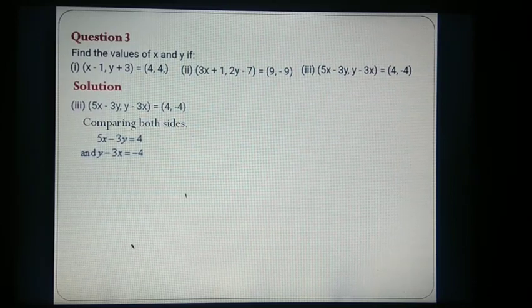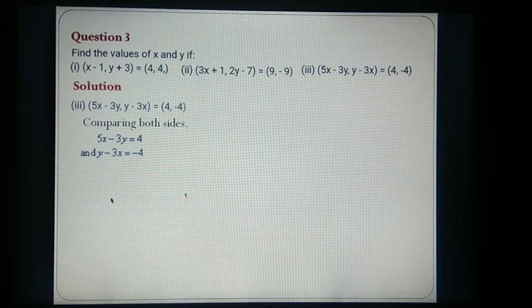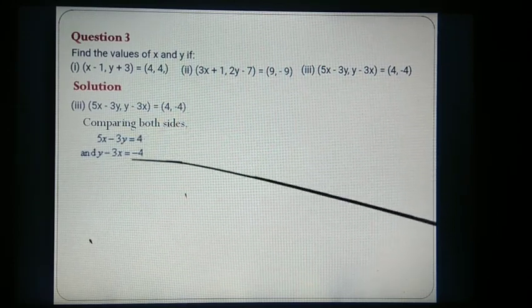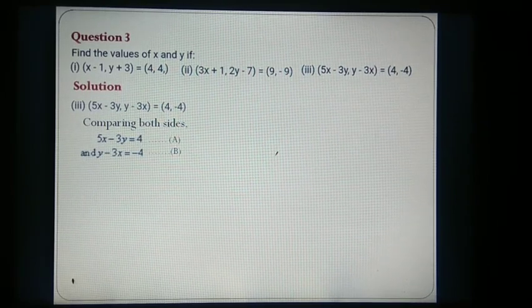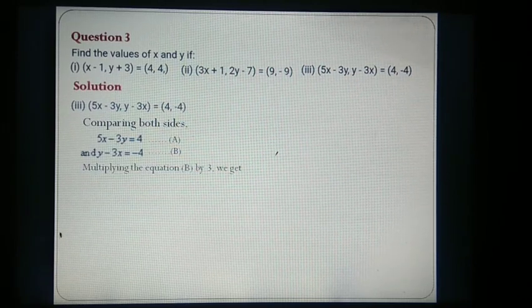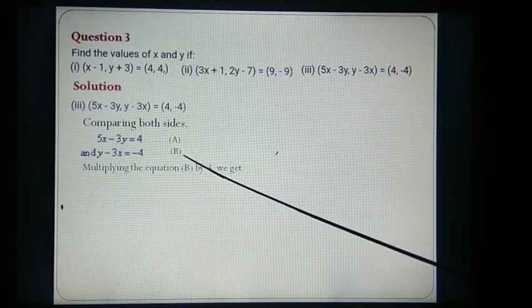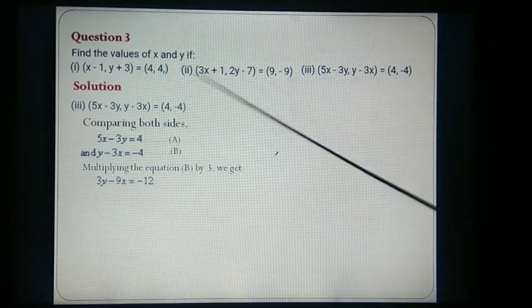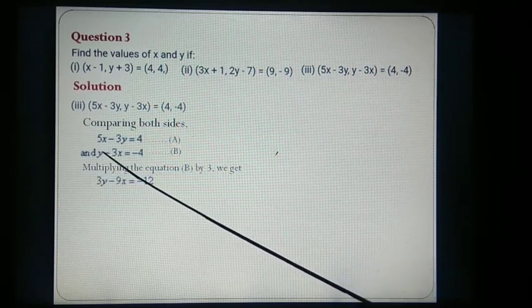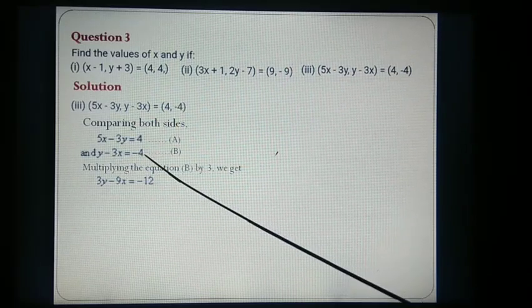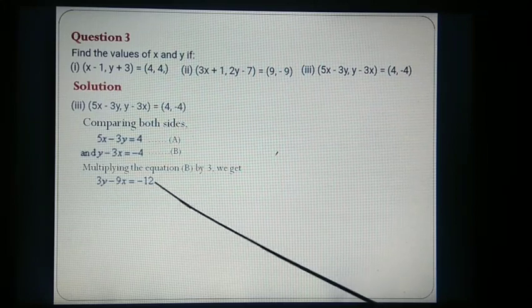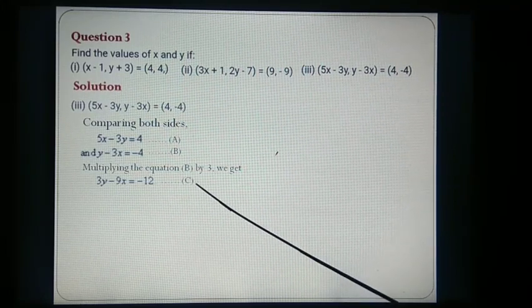Whenever we get this kind of situation, what we generally do is we name the equations. So we'll name this equation as A, and we'll name this equation as B. Now what we are going to do is multiply equation B by 3. After multiplying, let's see what we get. If I multiply with 3, I'll get 3y minus 9x and minus 12. 4 into 3 is 12, right? So that's what we get, and I'll call this equation C.